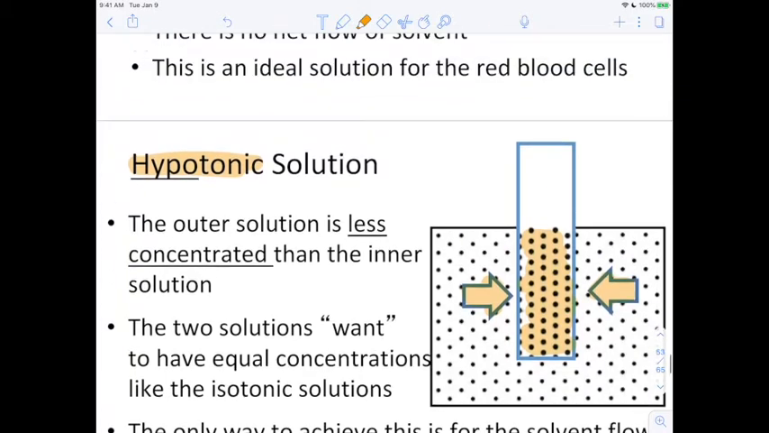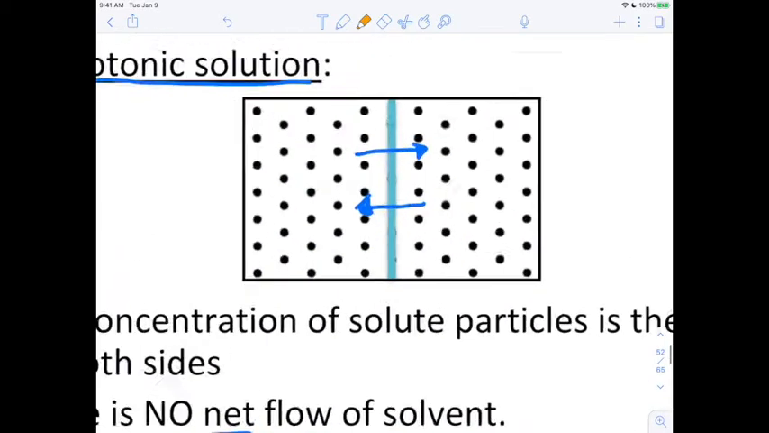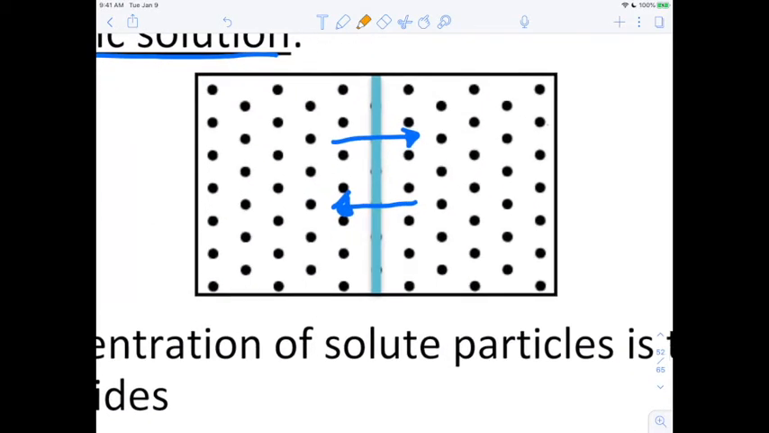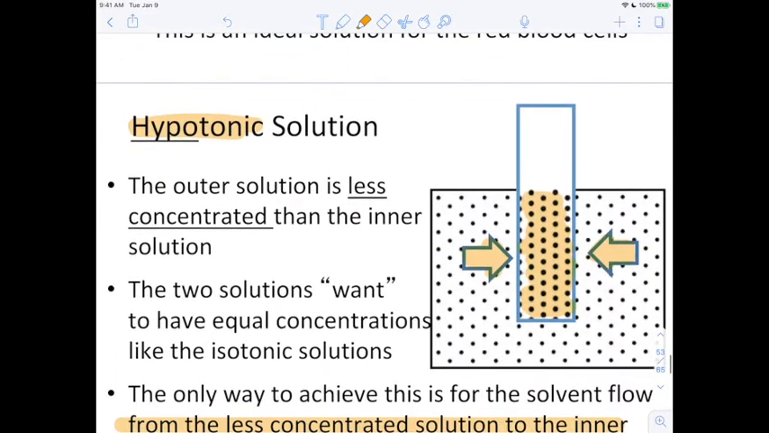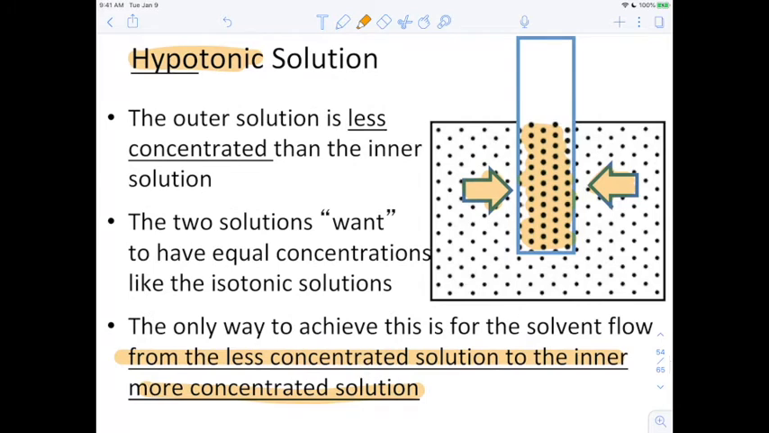I'm going to go back to the previous slide for a moment. It is driving towards this. We want the same amount of solute on both sides, same concentration. So whenever there's an imbalance, we get this osmosis where solvent is trying to flow. And in this case, the solvent is flowing inwards, again, to dilute the inner chamber and to concentrate the outer chamber. But I think the easiest way to remember it is this right over here. So we're always flowing from less concentrated to more concentrated. So from the less to the more concentrated.